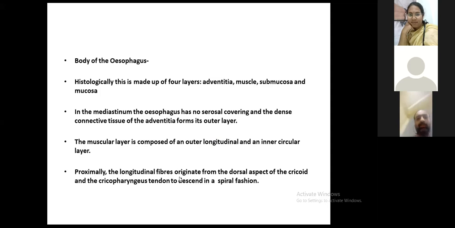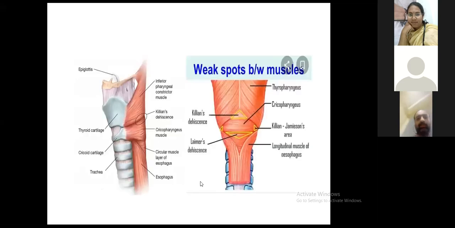Proximally, the longitudinal fibers originate from the dorsal aspect of the cricoid cartilage as well as the cricopharyngeal tendon to descend in a spiral fashion, as shown in this image.